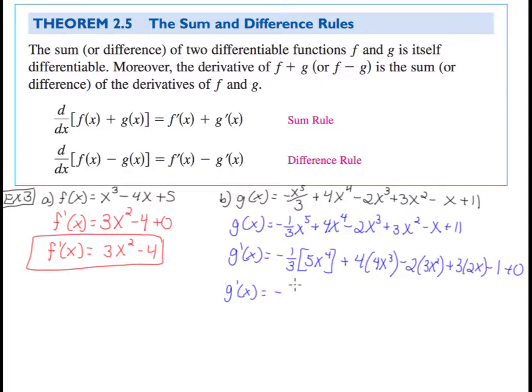So multiplying this out and simplifying, we get -5/3 x to the 4th plus 16x cubed minus 6x squared plus 6x minus 1. And we have found the derivative of g of x.